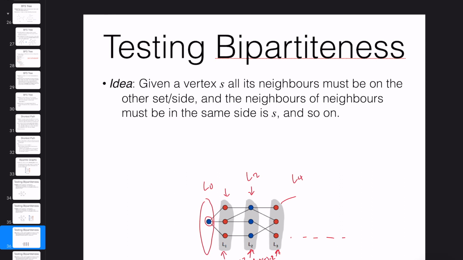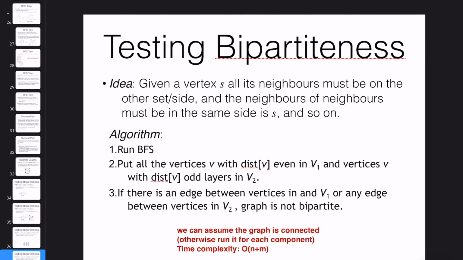If there is an edge, it means that your graph is not bipartite. If there is no edge between them, the graph is bipartite. Not only does it give you the answer of whether the graph is bipartite or not, it also gives you the two sets. So this is the algorithm.